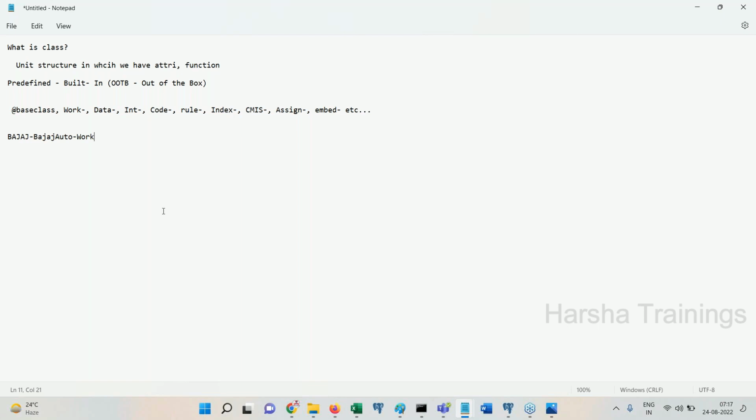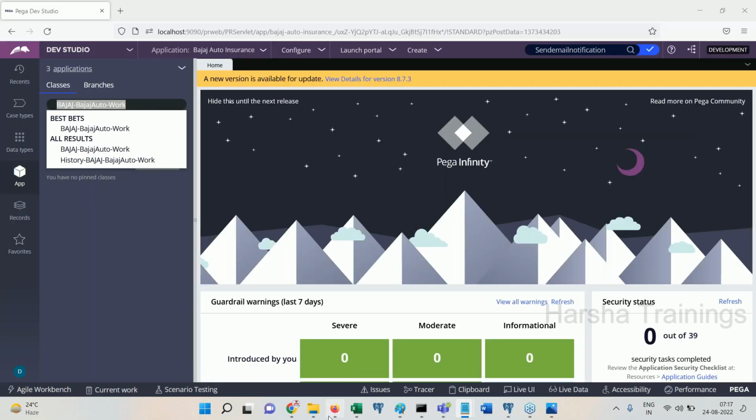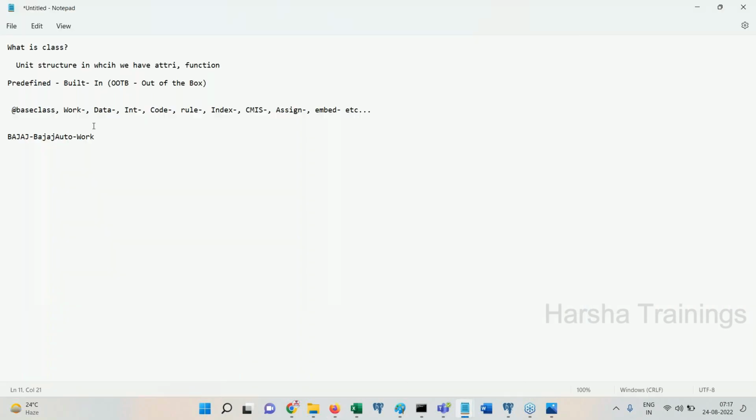Whatever classes have been loaded in App Explorer, I just copied and pasted here in the notepad. How many classes are these? These are 3 different classes. What are the names of each of these classes? The first class is Bajaj, the second class is Bajaj Auto, and the third class is Work. We will be creating all our business functionalities inside one of these classes.